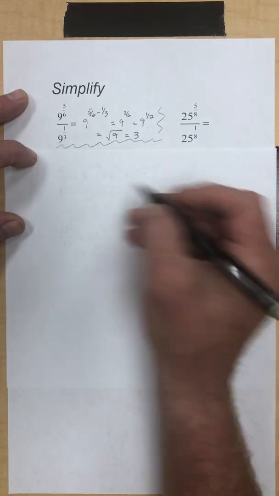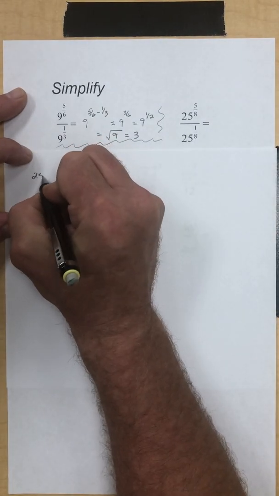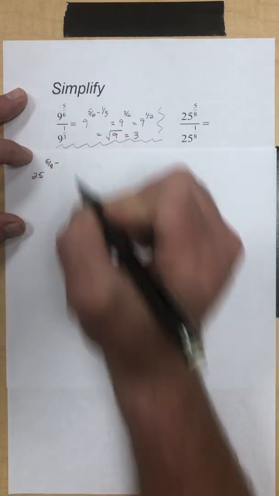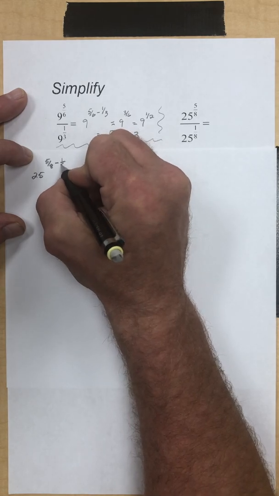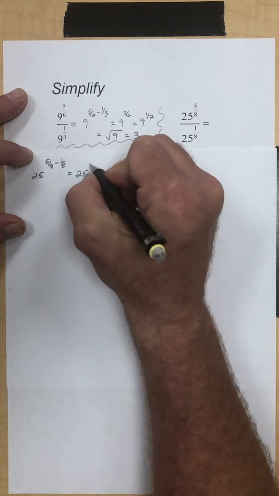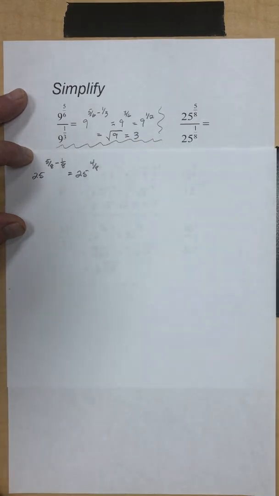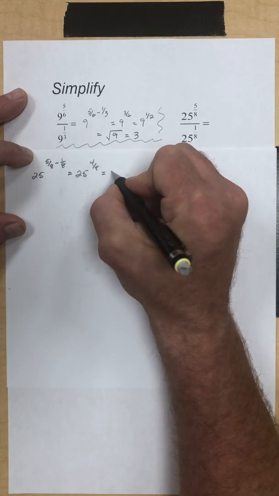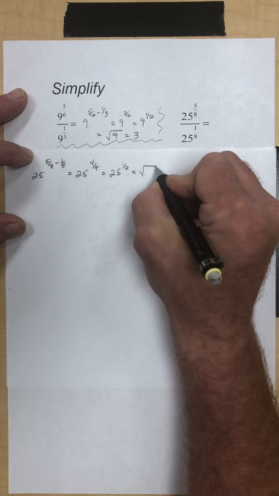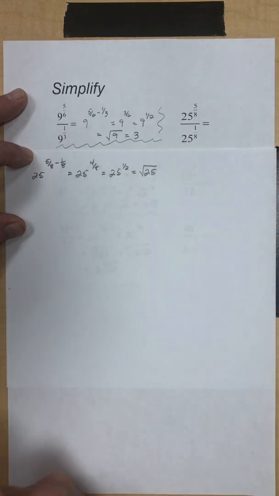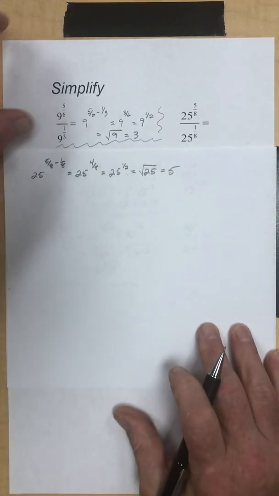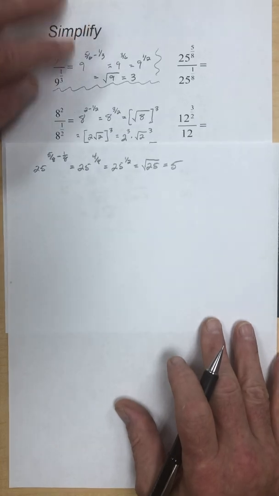Once again, applying the quotient rule, 25, and then I subtract the exponents, 5/8 minus 1/8. So that's going to be 25 to the 4/8 power. And 4/8 reduces down to 1/2, so that's 25 to the 1/2 power. So that's just the square root of 25. And of course, 25 is a perfect square. Square root of 25 is 5. So that's relatively simple.